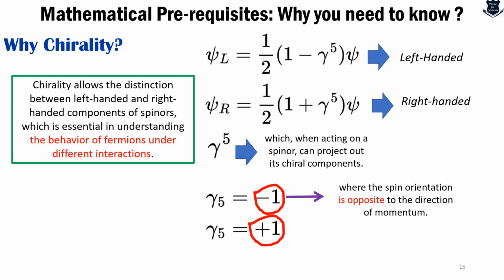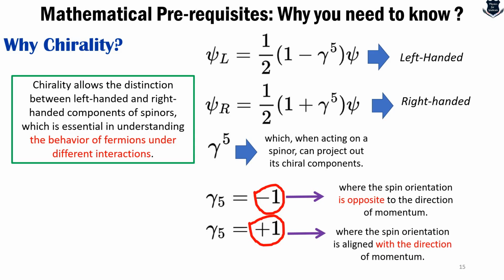The right-handed one, which has got a +1, these correspond to spinors where the spin orientation is aligned with the direction of momentum. So very simple, -1 is opposite to the direction of momentum and +1 is in the direction of the momentum. And remember that right-handed fermions do not participate in the weak interaction in the same way as left-handed ones. So this is pretty important. This is how it happens.